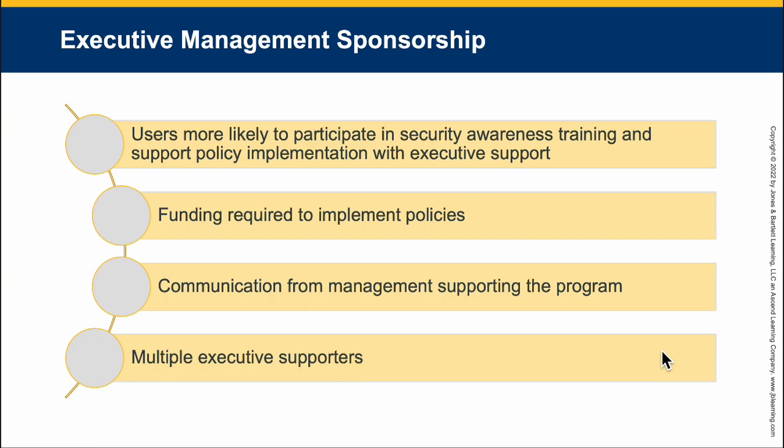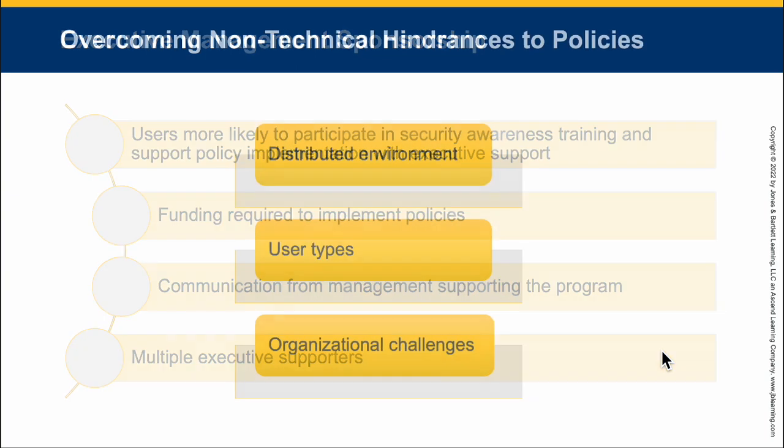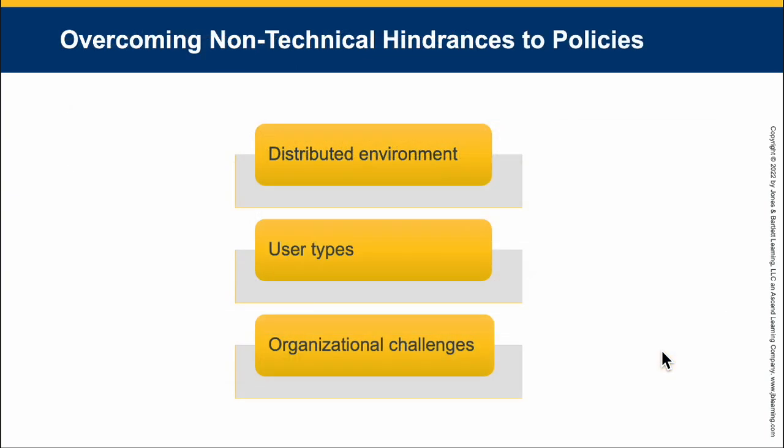Next, we have how do we overcome non-technical hindrance? For example, environment, user type, organization challenges. For example, if you have a contractor, user type could be level 1, 2, 3: normal user, managers, mid-level, and even executive.